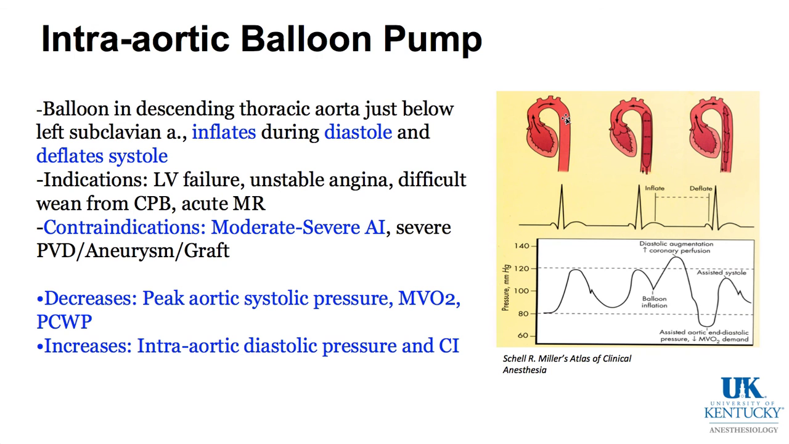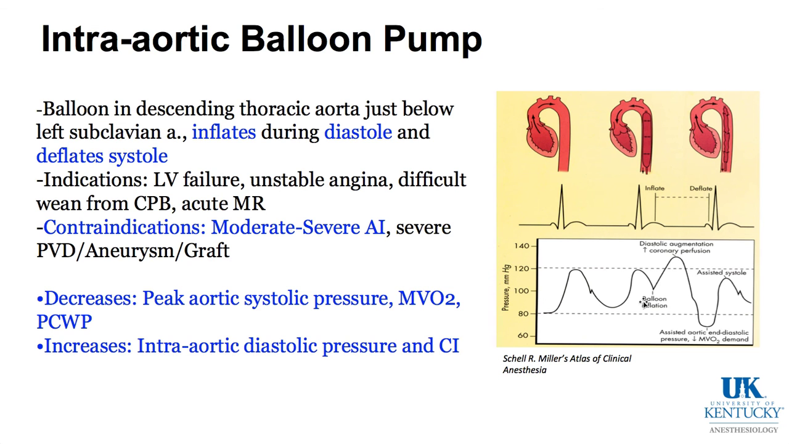What does a balloon pump do? It will decrease peak aortic systolic pressure as it deflates. It decreases oxygen use by the heart and decreases the wedge pressure. All good things. And it increases the intra-aortic diastolic pressure. And remember, coronary perfusion pressure is diastolic blood pressure minus LVEDP. So if you're dropping LVEDP and increasing diastolic blood pressure, you're improving coronary blood flow, and you'll improve also cardiac index.